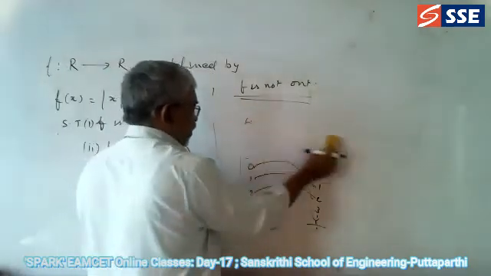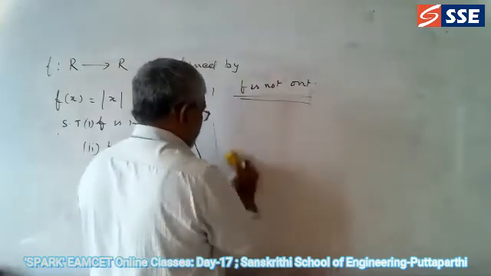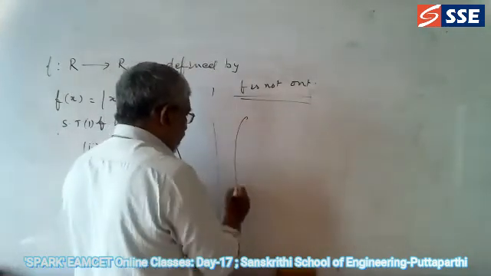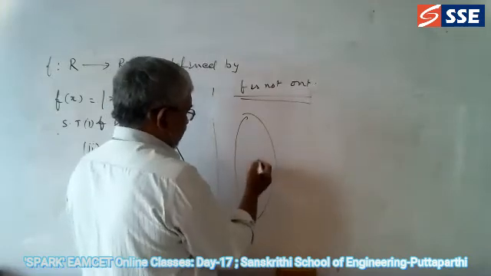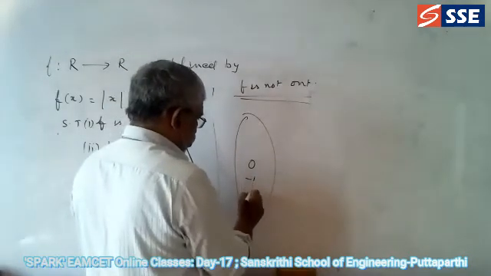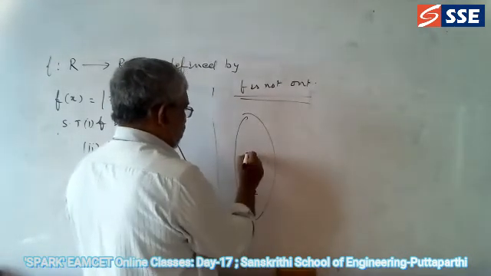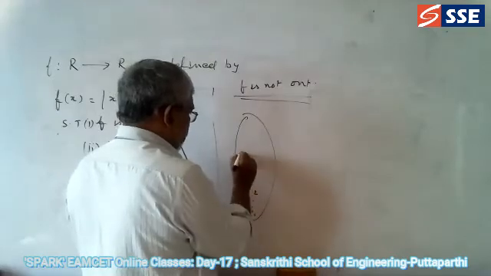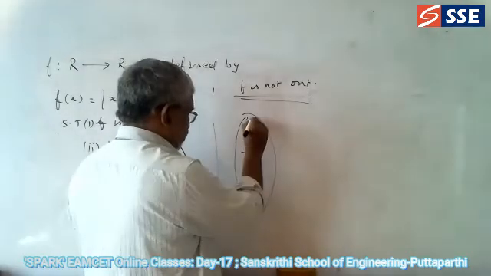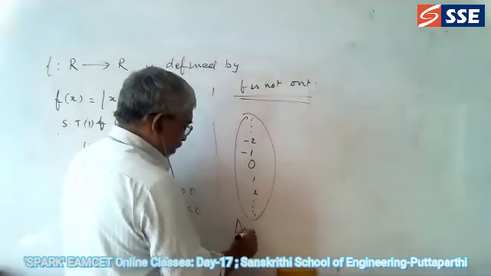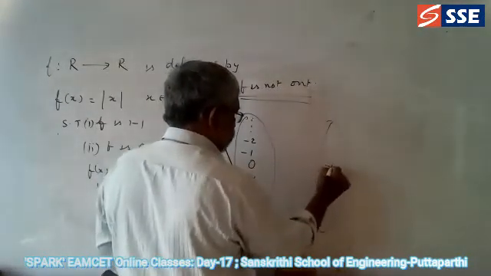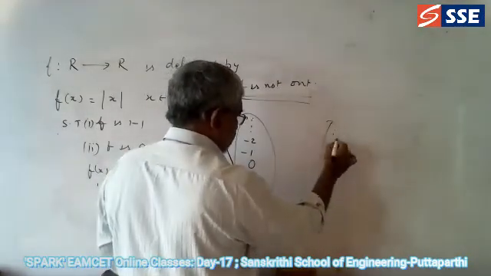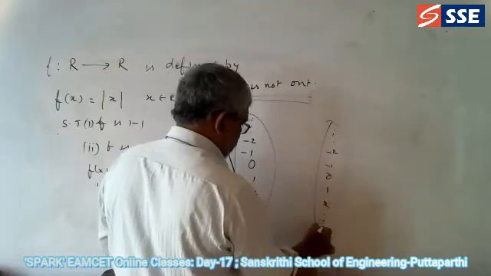So now let me tell it again. What is given? R is given. R means what? The real number system. Here I put 0, 1, 2, etc. and minus 1, minus 2, etc. This is the domain. And here the codomain: 0, minus 1, minus 2, etc., 1, 2, etc.